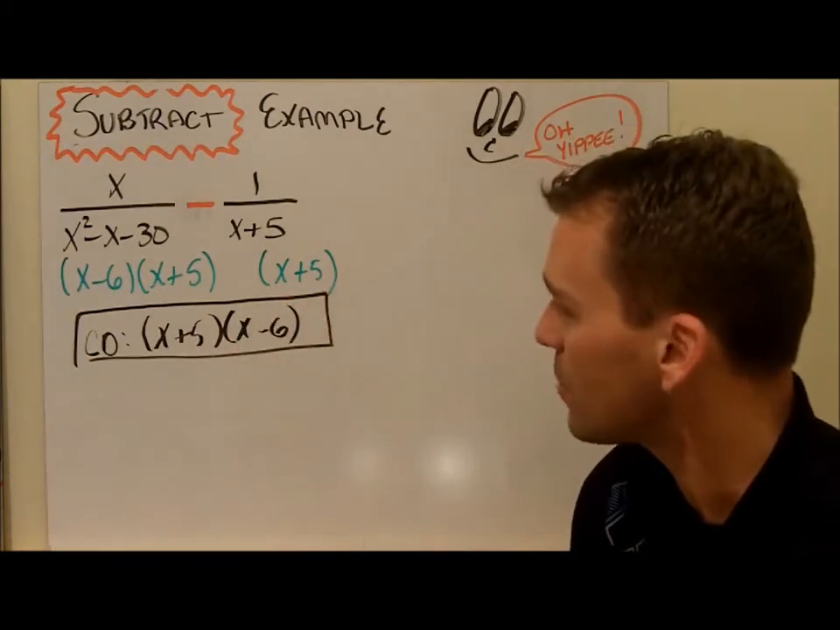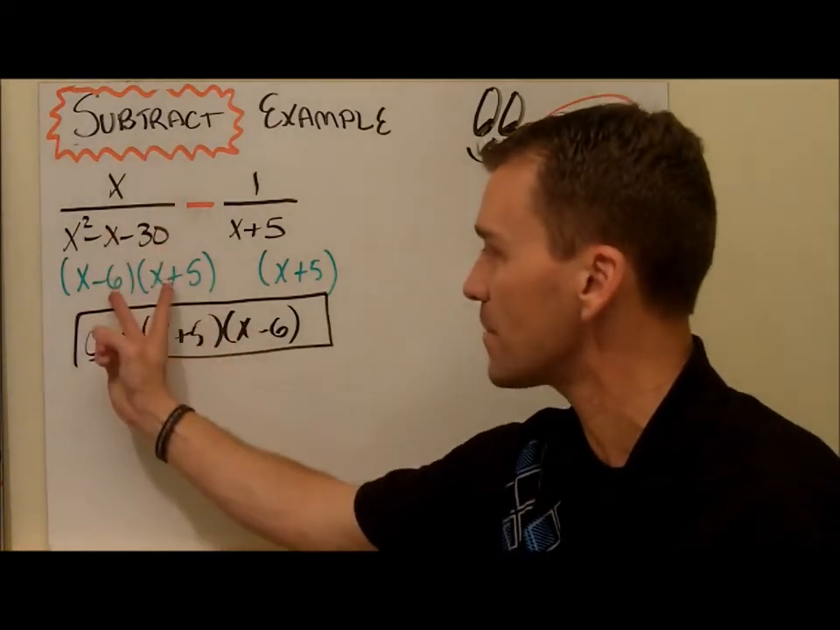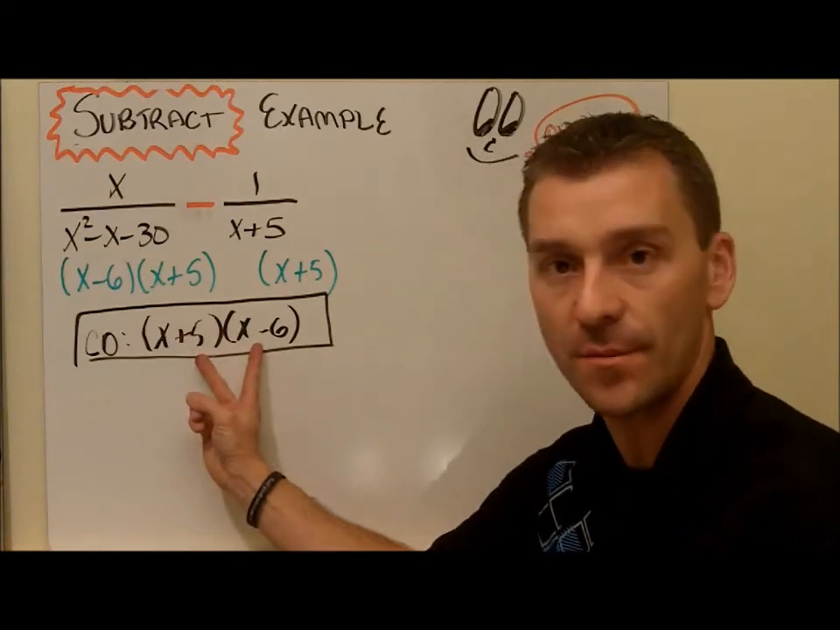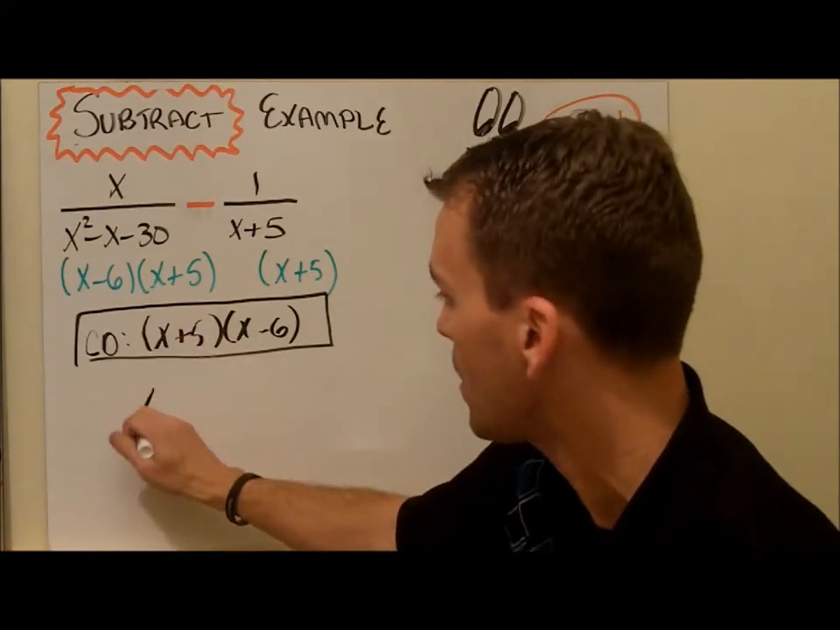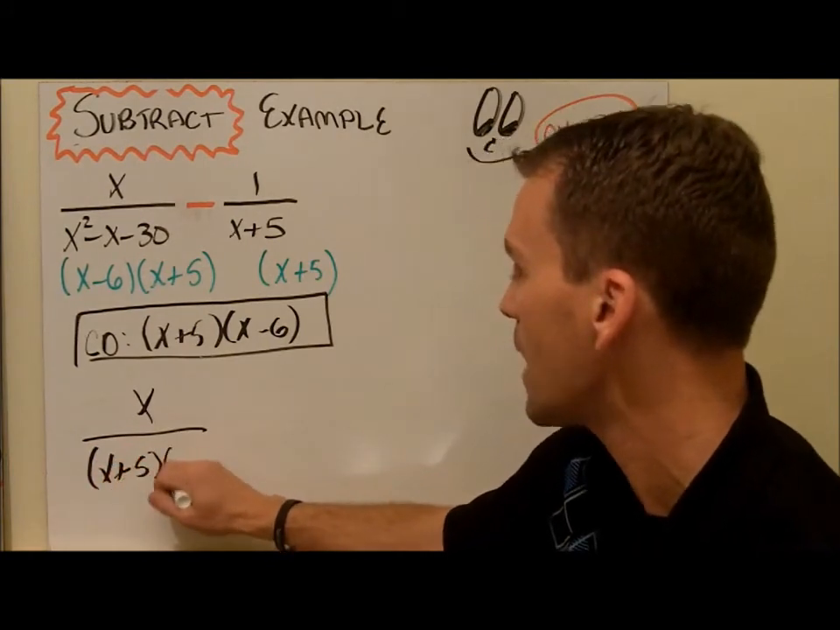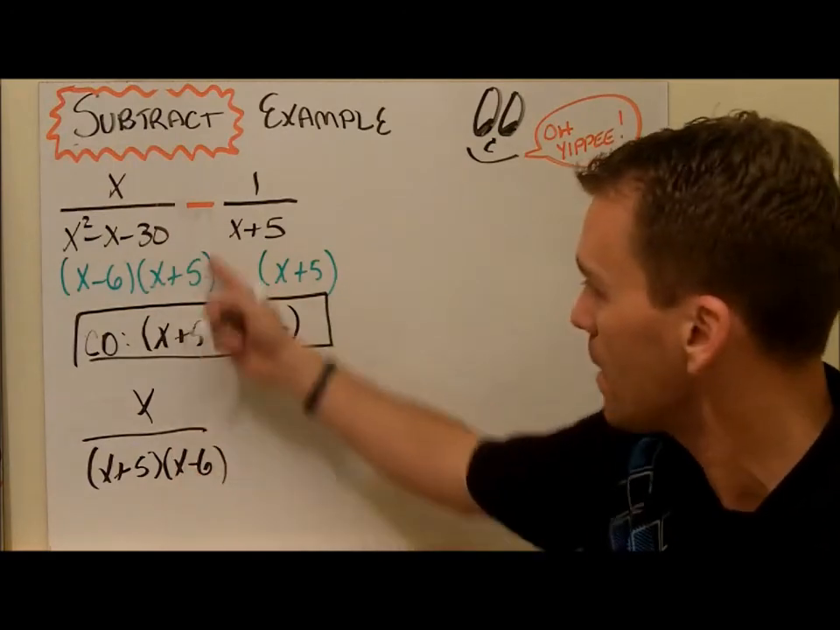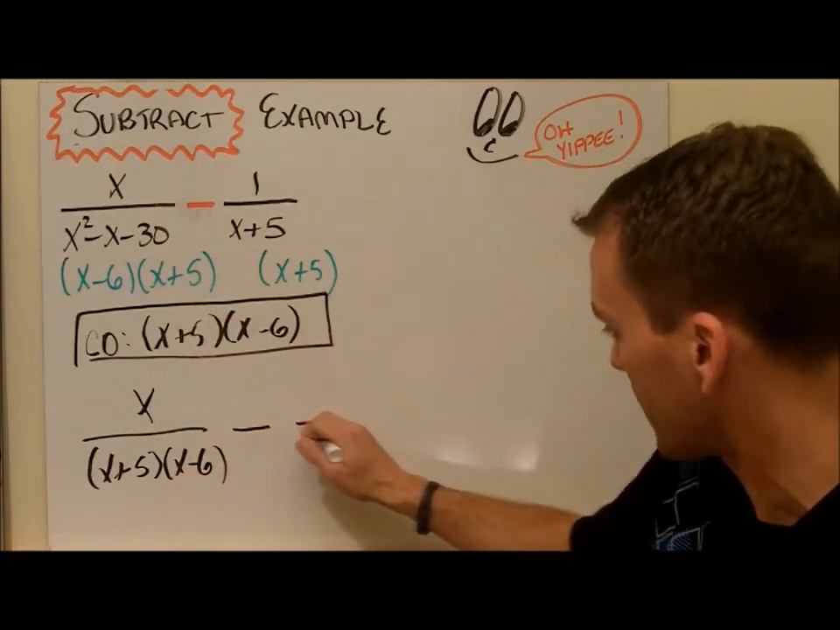So now I have to look and say, okay, what is missing? Well, in this one, my denominator is that. That's the same as my common denominator. So I'm good to go. x over x plus 5 times x minus 6. That one I don't need to change at all. We're good to go. I'm going to put subtraction down, and then over here to the right.